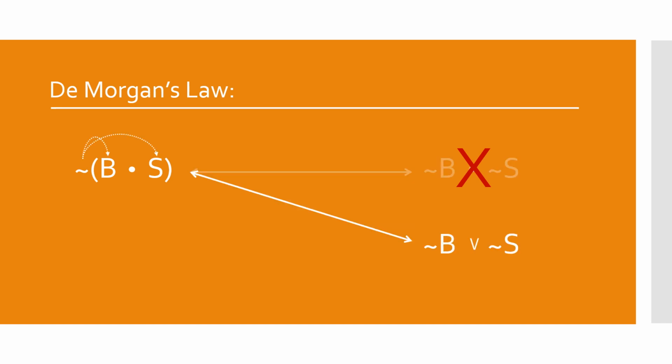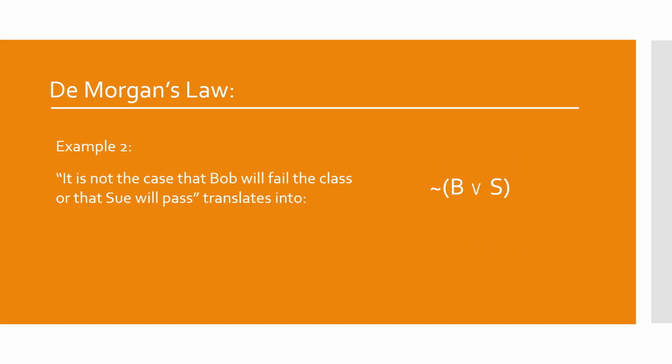What De Morgan's law tells us is that we can take this original statement and then we can distribute the tilde to both the b term and the s term only if we convert the and to an or statement. So when I say it is not the case that b and s are true, what I'm saying, if I want to convert it into a logical equivalency, is it is not b or it is not s. And De Morgan's law works the other way around too.